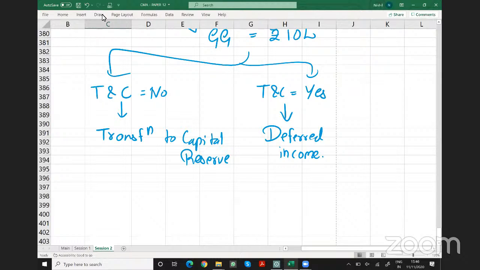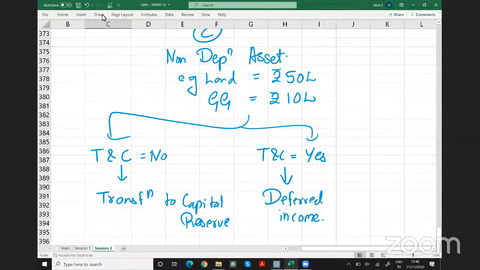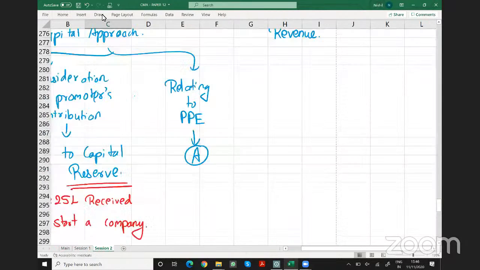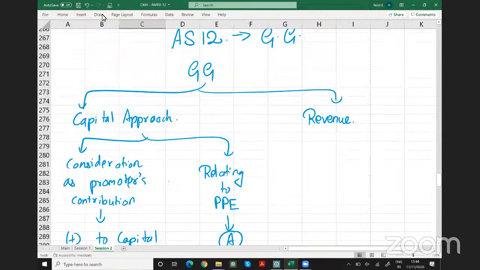Treat it as a deferred income. Sir, I will summarize it. Don't worry, but just go with me. The thing is, chalo. Sir, what is government grant? Government grant is nothing but a donation received from the government.